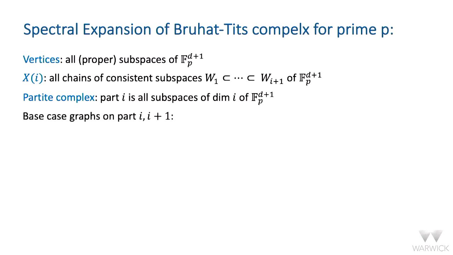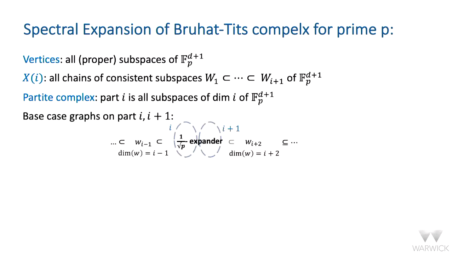Now let's look at eigenvalues of the base case graphs. So again, you want to look at which parts are missing. So let's say parts i and i plus 1 are missing. So you have subspaces of dimension 1, 2, all the way to i minus 1, and i plus 2 all the way to D, but you don't have i and i plus 1. And in this case, it's not that hard to see that the second eigenvalue of the graph you get for subspaces between i and i plus 1, which are consistent with the rest of the chain, is 1 over root P. P is the prime of the field.